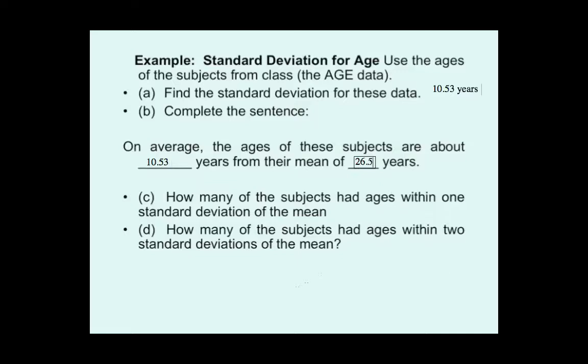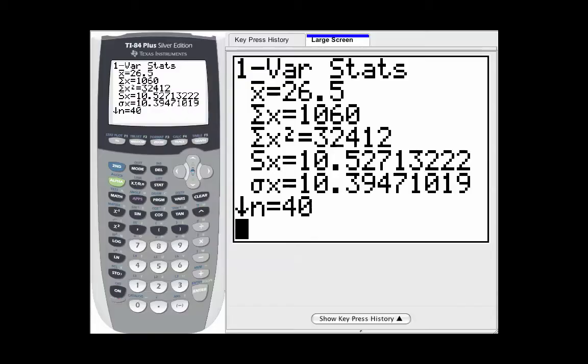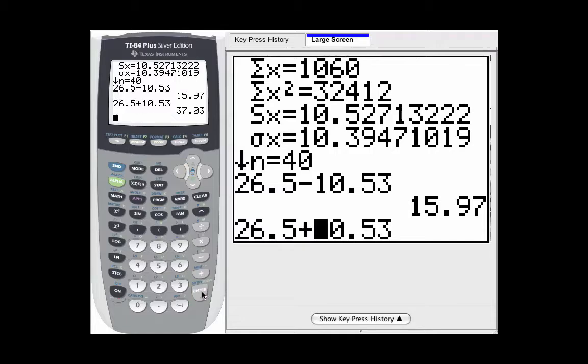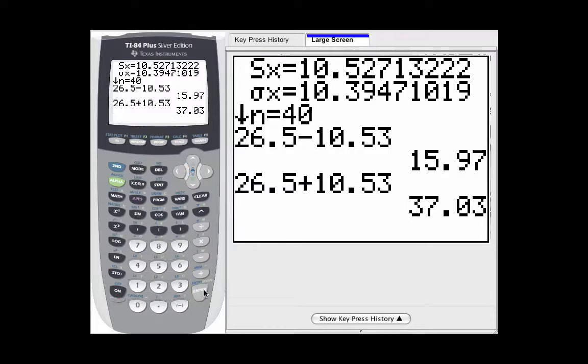Within 1 standard deviation of the mean would be what? Well, let's take a look at that interval. So that's going to be 26.5 minus 10.53. That would be the lower end of it. And then the upper end is going to be 26.5 plus 10.53. So we've got somewhere between 16 and, round off to a whole number here, between 16 years of age and 37 years of age, okay?